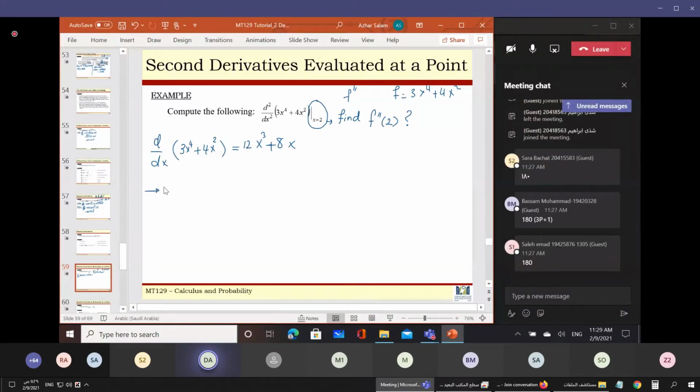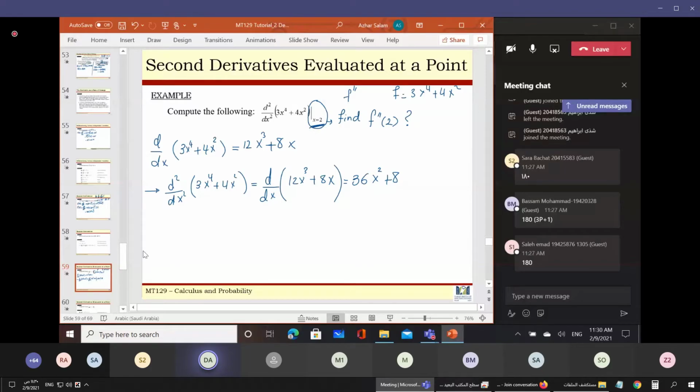Now the second derivative, d squared by dx squared of 3x to the power 4 plus 4x squared. It will be the derivative of this one, 12x to the power 3 plus 8x. I differentiate this function. 3 multiplied by 12, it will be 36x squared plus 8. Now it remains to substitute with 2.